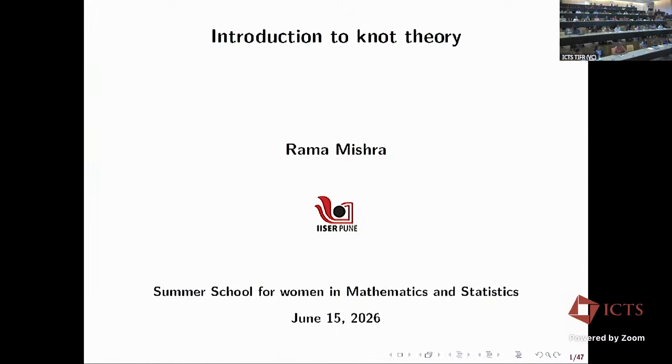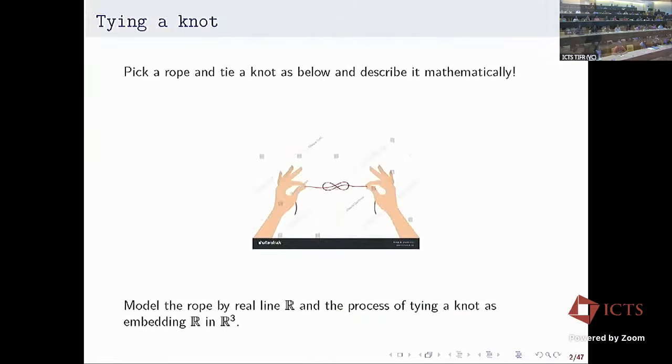So, this is my first slide. You take a piece of wire and you just try making this. And now, if someone tells you, describe it mathematically, what does that suggest? Because now you are all exposed to describing things in terms of functions, right? So, this is a one dimensional object, it's just a wire.